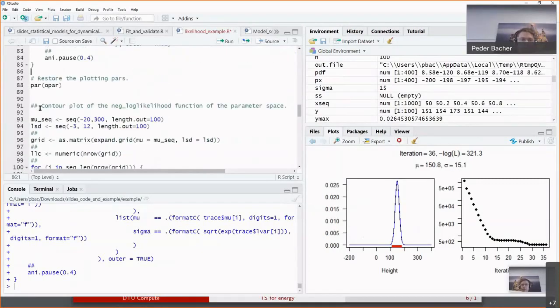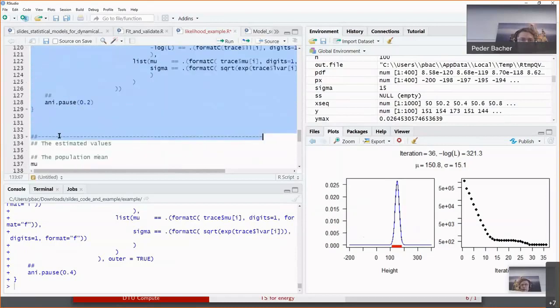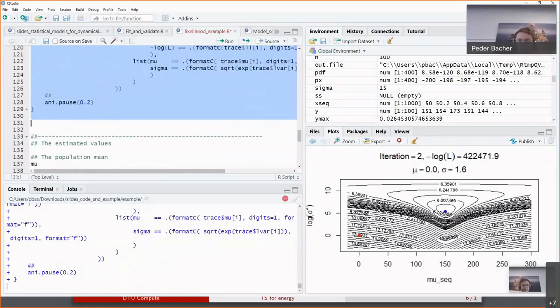Another way to view this is to simply look at this likelihood function and see how the optimizer steps through. This is the likelihood function, and we can see on the negative likelihood function that the minimum is at 150. And likewise for the standard deviation. So this is the true point, and now we're finding the point which minimizes the function.